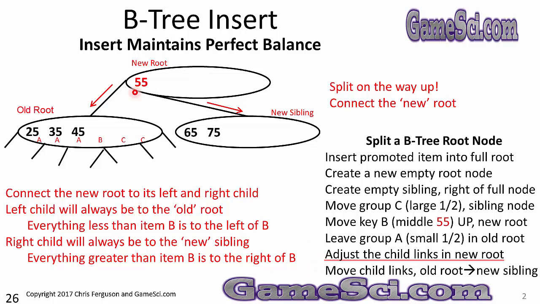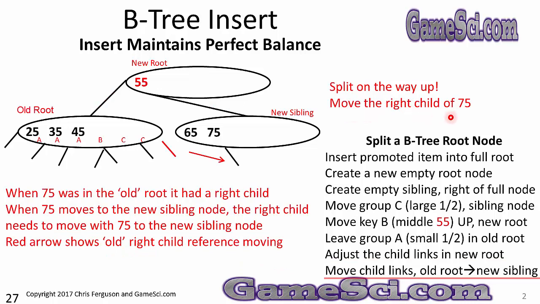The left child will always be the old root. Everything less than item B is to the left of B, so adjust the left link of 55 to point to the old root. The right child will always be the new sibling. Everything greater than item B is on the right of B. Now look, 55 points to a node with 65 and 75. Those items are greater than 55.